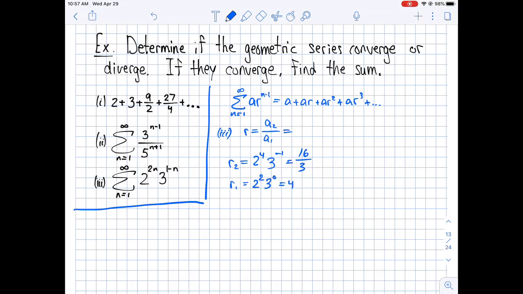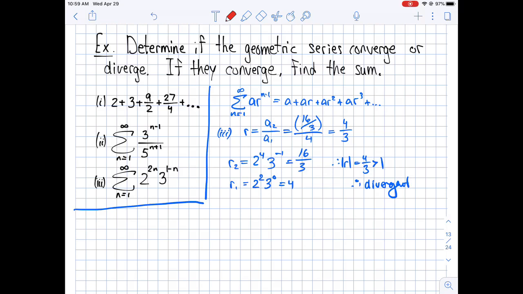So now we can plug those in. We get 16 divided by 3, and that's going to be divided by a1, which is just 4. So if we simplify this, what we end up getting is 4 divided by 3. That's our common ratio. The absolute value of r, 4 over 3, is larger than 1, and therefore this series is divergent. So we don't need to find the sum because there is no sum. This one diverges. So this is how we're going to be working with geometric series.